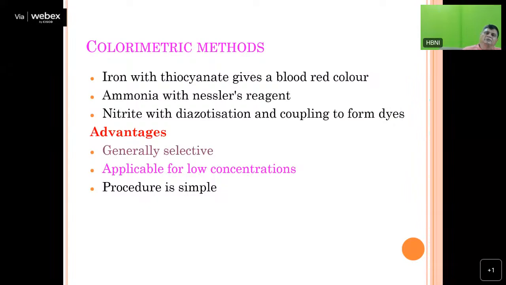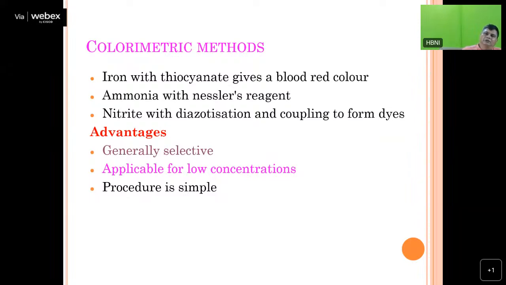For example, determination of iron with thiocyanate. You may know that whenever iron reacts with thiocyanate it gives a blood red color, and different concentrations of iron will give different intensities of this red color. Then there is the reaction of ammonia with Nessler's reagent, which is still typically used even in many of the plants.